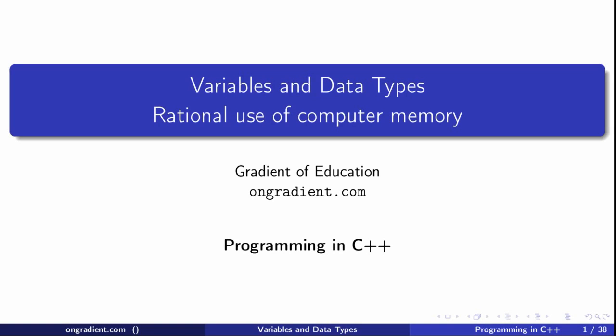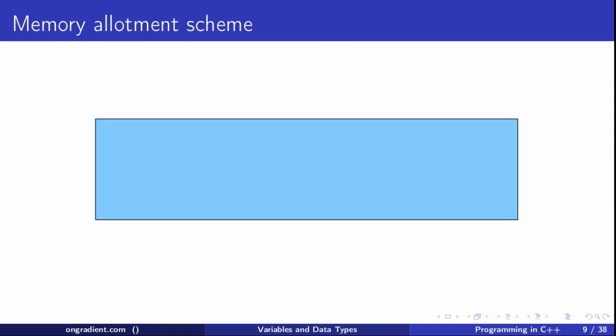You are watching the second part of the second lesson of the course Programming in C++. In this part of the lesson, we will talk about the fundamental data types in C++. In order to keep information, a computer must have enough memory.